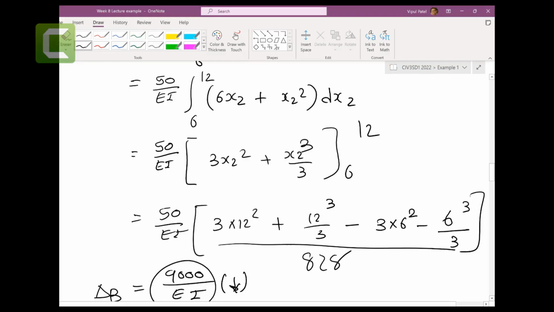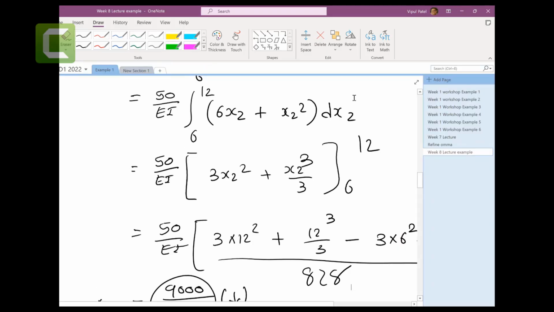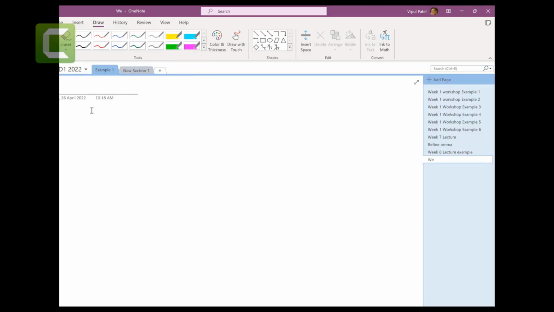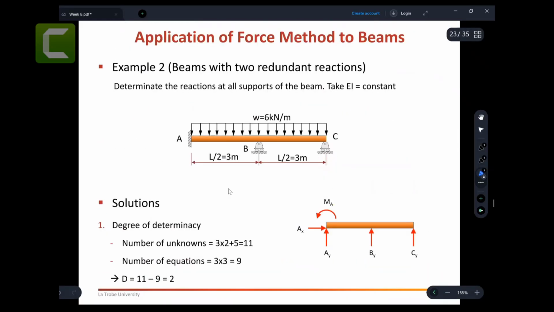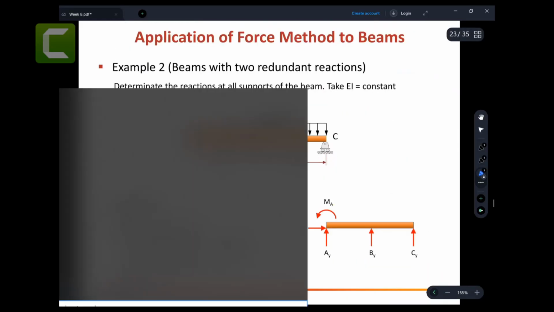Still, it's not working, but that's okay. Week 8 lecture example 2. Oh, here. So now the degree of indeterminacy is equal to 2.